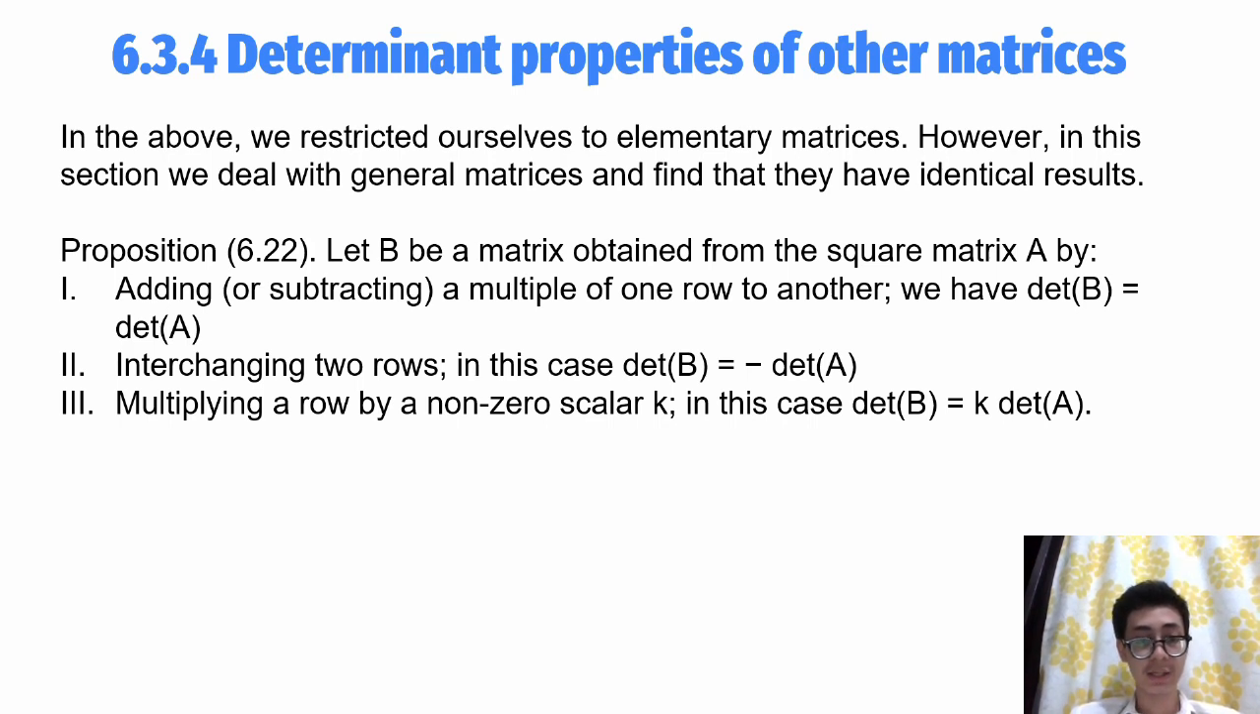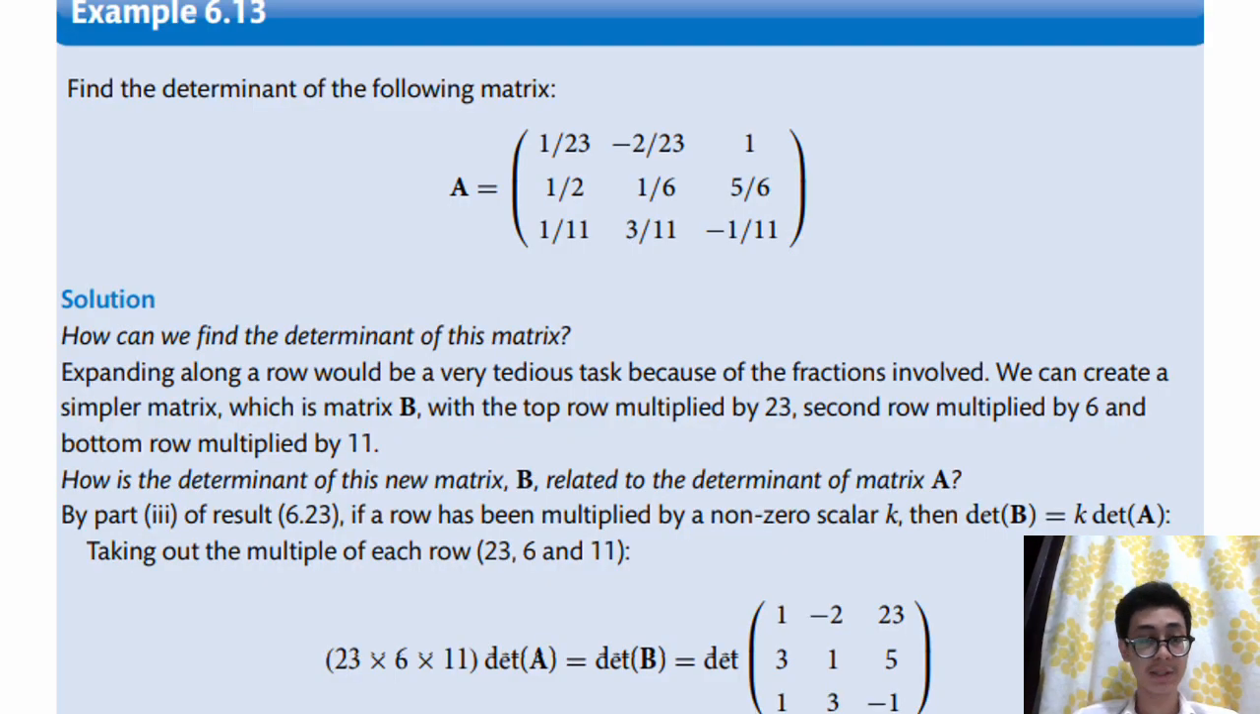Determinant properties of other matrix. In the above, we restricted ourselves to elementary matrix. However, in this section, we deal with general matrix and find that they have identical result. Proposition 6.22. Let B be a matrix obtained from the square matrix A by adding or subtracting a multiple of one row to another. We have determinant B equals determinant A. Interchanging rows, in this case determinant B equals minus determinant A. Multiplying a row by non-zero scalar k, in this case determinant B equals k determinant A. This is the example.